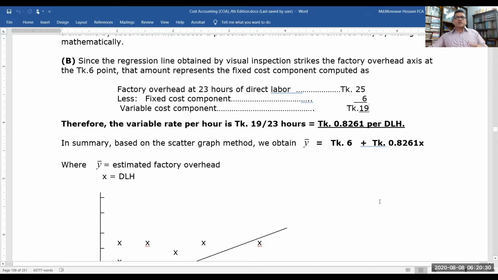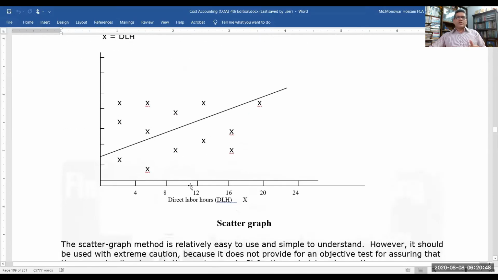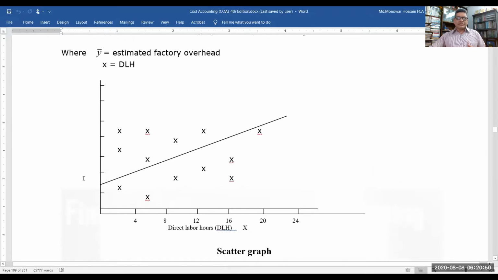So the summary based on the scatter graph method is: Y bar equals taka 6 plus 0.8261 X, where Y bar is the estimated factory overhead and X is the direct labor hour. Look here, this is the graph, the scatter graph.